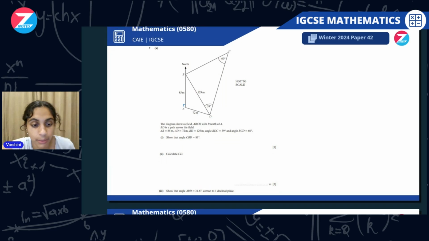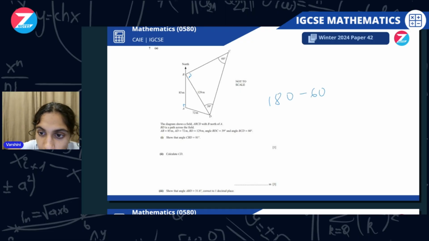So firstly, they want us to show that angle CBD is 81 degrees. CBD. Okay, so we know that angles in a triangle are 180. So it's going to be 180 minus 60 minus 39 to find CBD. So just put that in your calculator and you're going to get 81. And just write that over here when you're doing it. So now calculate CD, which is this length.